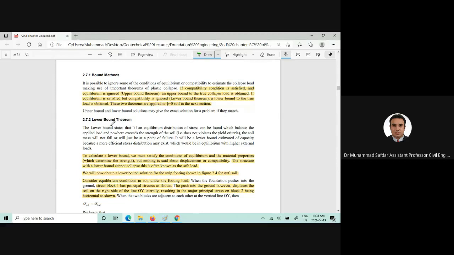So for example, in the lower bound method, the true load would be greater than what we get from the lower bound theorem. Because it is giving us an estimate that this is the lower bound, and the true load would be greater than the load which corresponds to an equilibrium condition. So that's why it's the lower bound theorem or the lower bound condition.